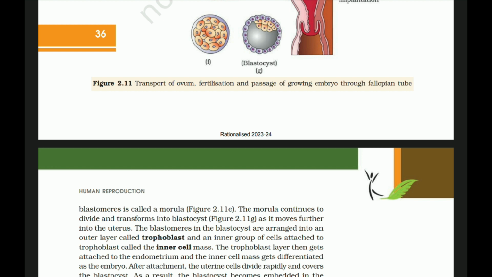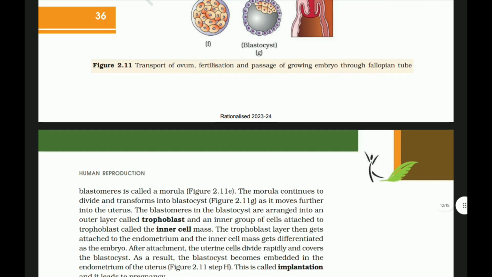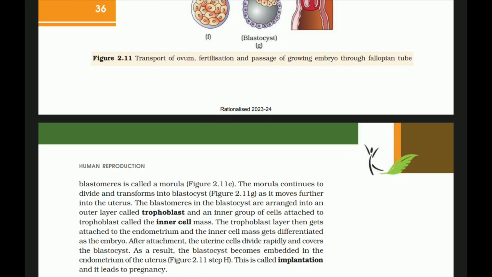Figure 2.11g. It moves further into the uterus. The blastomeres in the blastocyst are arranged into an outer layer called trophoblast and an inner group of cells attached to the trophoblast called the inner cell mass. The trophoblast layer then gets attached to the endometrium and the inner cell mass gets differentiated as the embryo.